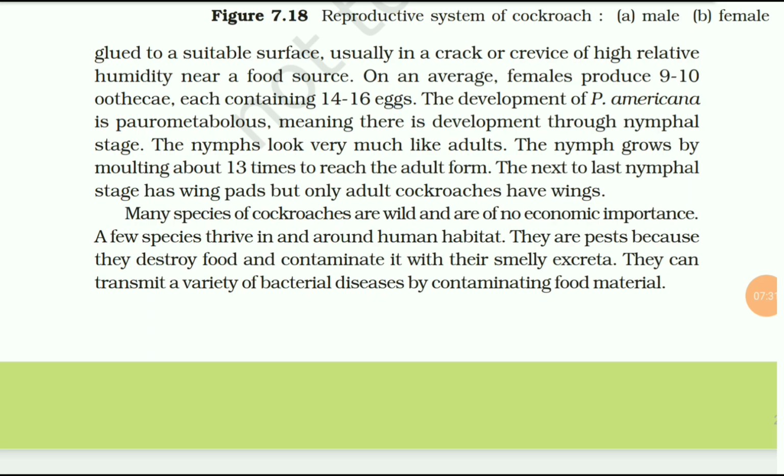A few species thrive in and around human habitat. They are pests because they spoil food and contaminate it with their smelly excreta. They can transmit a variety of bacterial diseases by contaminating food material. With this we completed the cockroach.